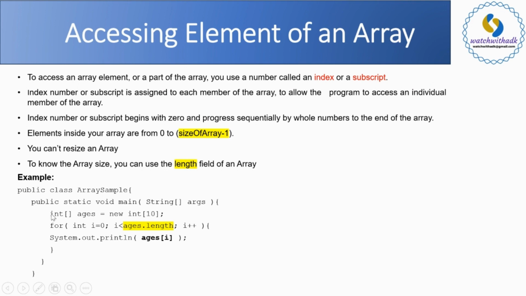Example: here I have declared and instantiated this array in the same line, right? And the size of the array is 10. Then I have taken a loop starting from 0 till less than ages dot length. It means it will go till 9. Ages dot length is 10, right? Then it will go till 9 because i is starting from 0. It will go 0, 1, 2, 3, 4, 5, 6, 7, 8, 9 because 9 is less than 10. And then it will print each and every value for that array index.